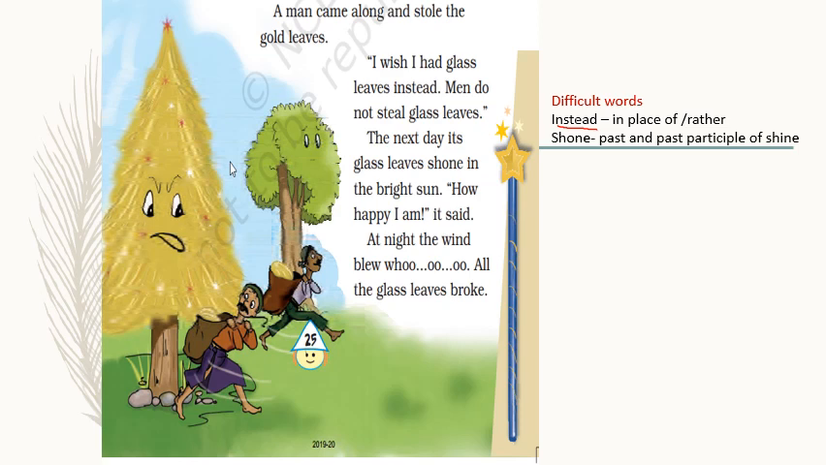And what was that? The third wish it asked for was glass leaves, so that no man can come and steal its glass leaves. So the next morning when it woke up, it found the glass leaves shining brightly in the sun. That made the tree very happy. It was very delighted. But unfortunately, its happiness again turned into sadness as the wind blew and its glass leaves were broken apart.